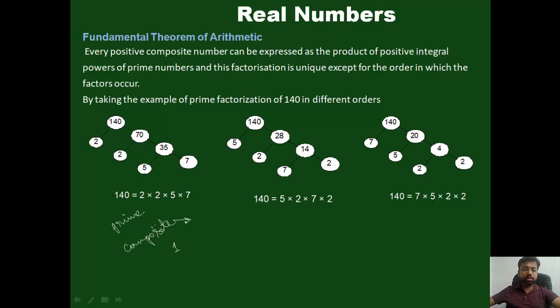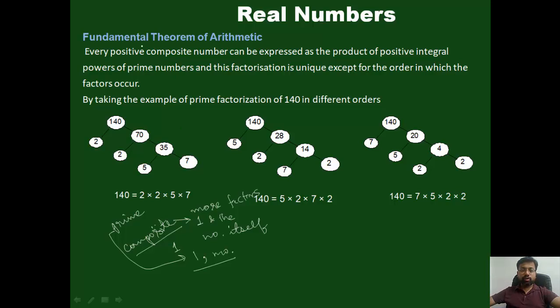What is the difference between prime and composite? Composite numbers are those numbers which have factors other than 1 and the number itself. Other than the number itself and the number 1, there are one or more factors. Then that number is called a composite number, and a prime number is one which has just two factors: the number 1 and the number itself. If there is any other factor besides these two, then it's called a composite.